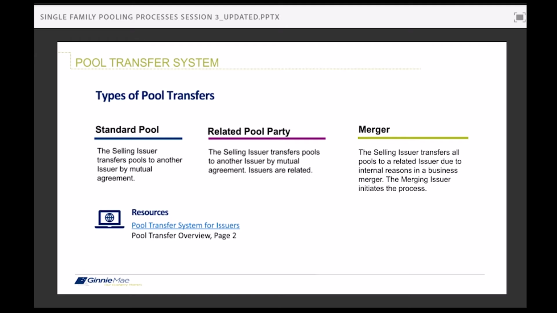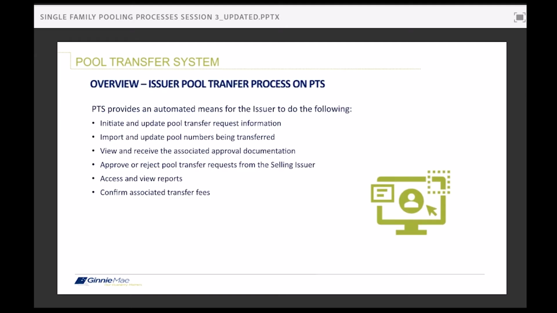And then you have the merger. The selling issuer transfers all pools to a related issuer due to internal reasons in a business merger. The merging issuer initiates the process. So those are the three: the standard pool, the related pool party, and the merger. And of course, we have the pool transfer system for issuers. On page 2, make sure you check that user manual.